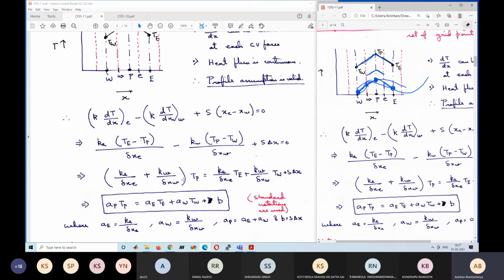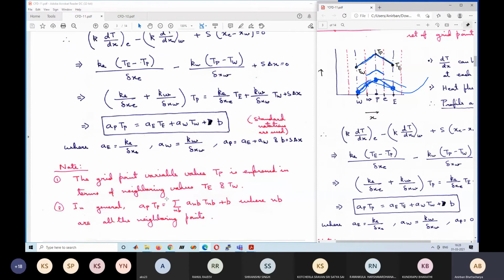If I had north and south points, I would have two more terms, A north T north plus A south T south, plus another term which accounts for the source term. This is the general form of the equation. Any discretized equation in finite volume will ultimately lead to this form. And we know how to solve these equations. We will have n equations and n unknowns, and we can use any of the methods that we have learned in the last few classes to solve that set of linear algebraic equations.